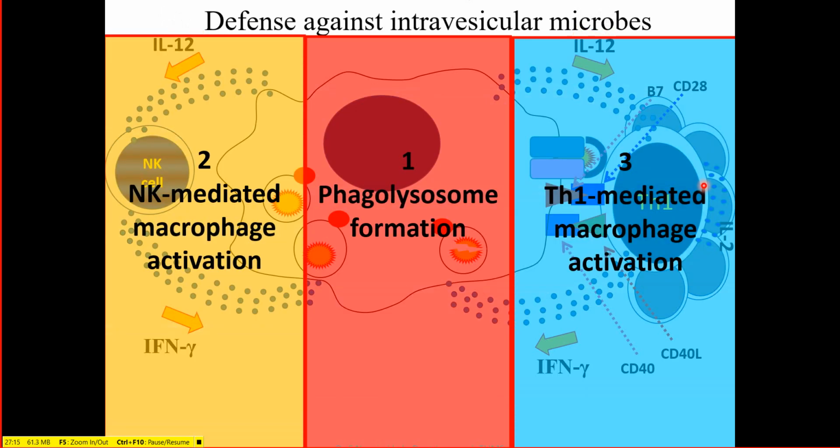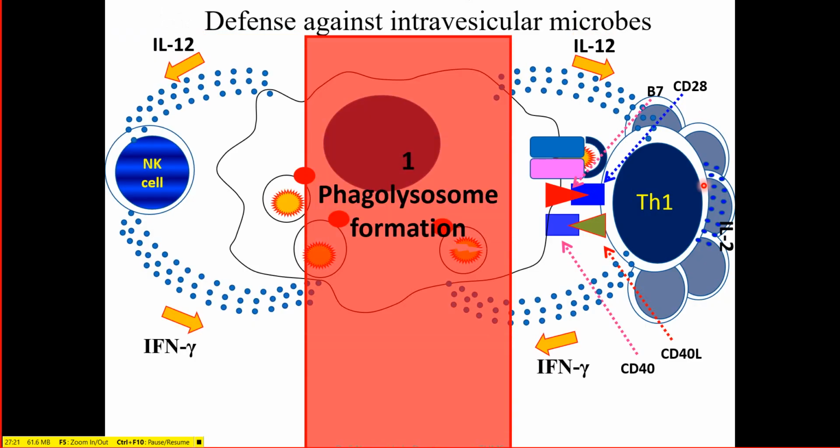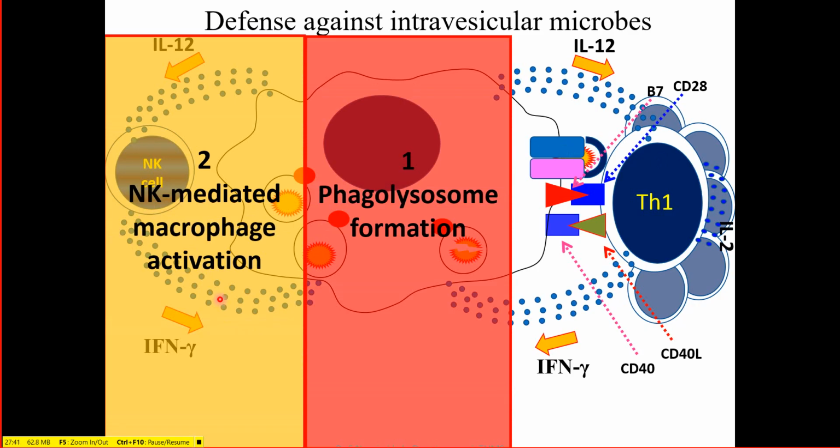Summarize 1, 2, 3. Very colorful. This is the first mechanism of defense. Is this innate or adaptive, Miss Zahra? Is this innate or adaptive? This is innate. Then comes this. I have given it a name to make it simpler. I could have called it mechanism 2. I've said NK-mediated macrophage activation. Is this innate or adaptive, Miss Sabrine? Again, this is innate. We don't have lymphocytes.